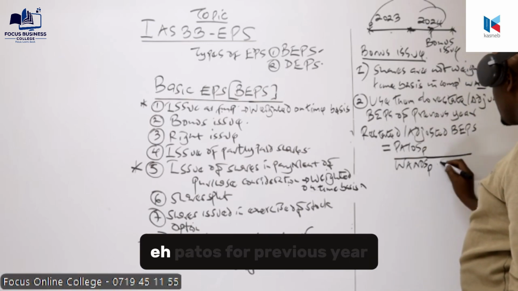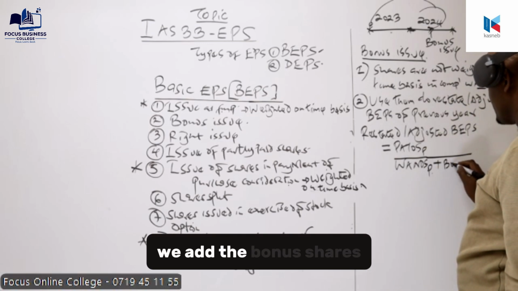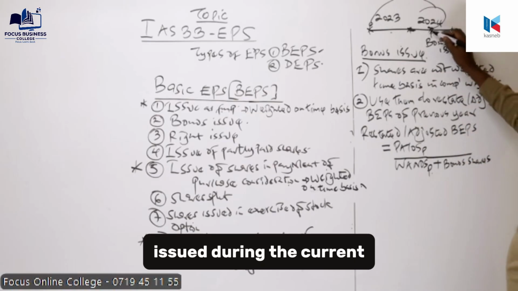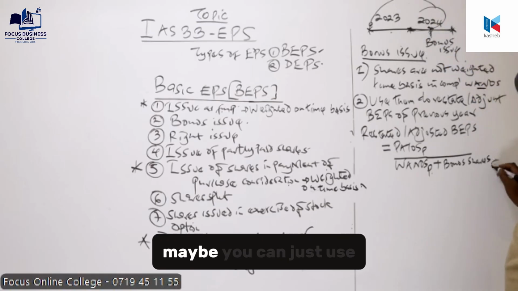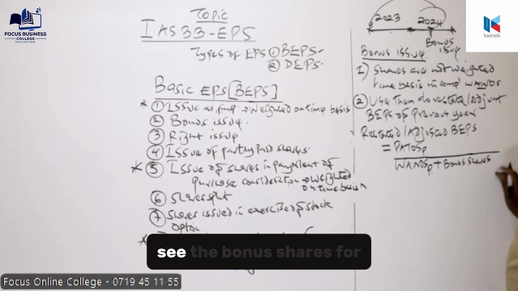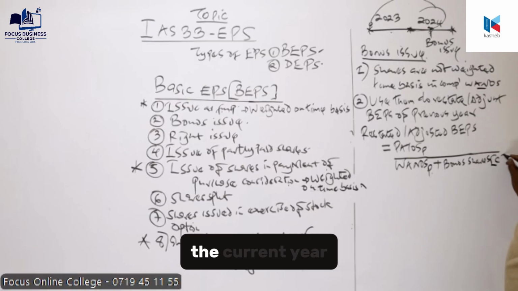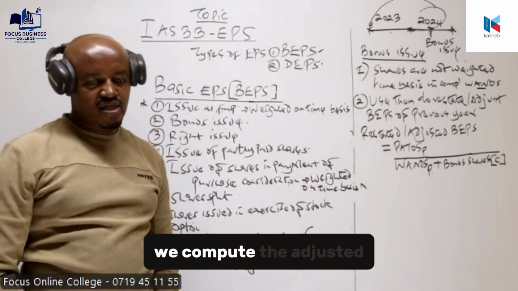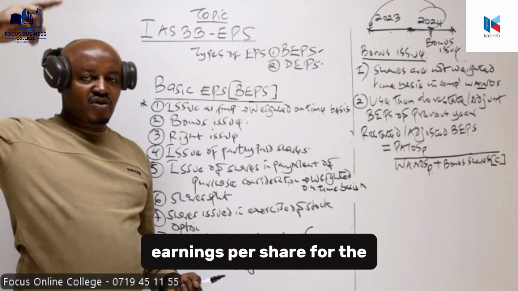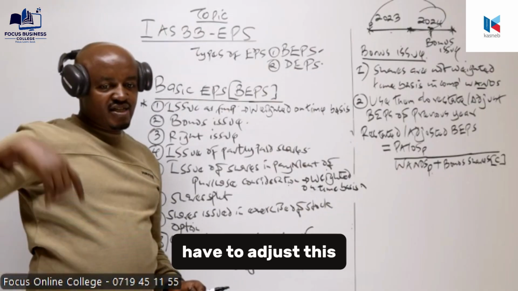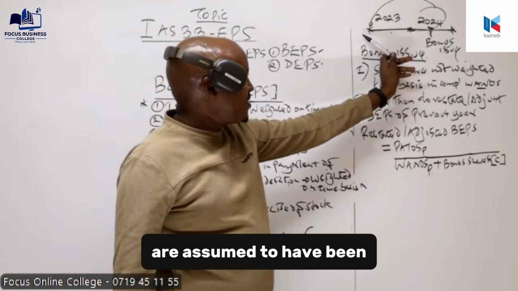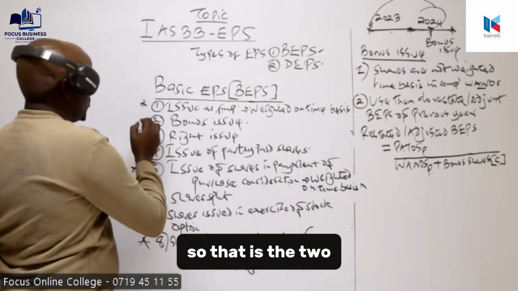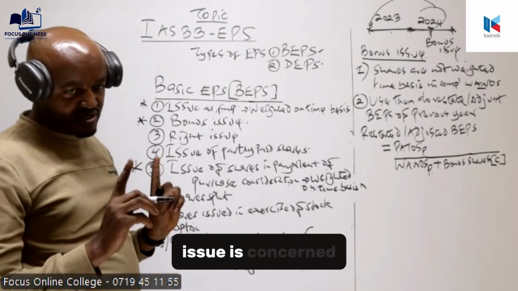And then to the shares for the previous year, we add the bonus shares which were issued during the current year. Maybe you can just use C: the bonus shares for the current year. So that is basically how we compute the adjusted earnings per share for the previous year. We have to adjust it simply because these shares are assumed to have been issued at the start of 2023. So those are the two points you need to know as far as the bonus issue is concerned.